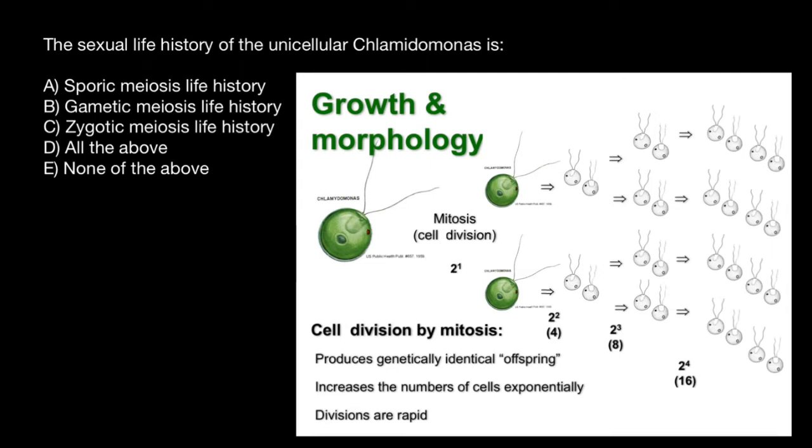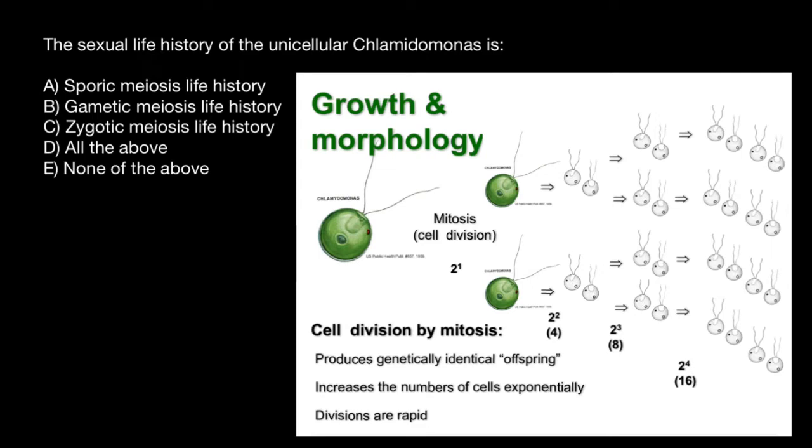So when this alga propagates by mitosis, we say that all the progeny are going to be genetically identical because no recombination happens here, and all the progeny would be considered clones. And with each cycle, the number of progeny would grow exponentially. In this scenario, division of cells would be rapid. This is the most primitive way of propagation, which is mitosis.